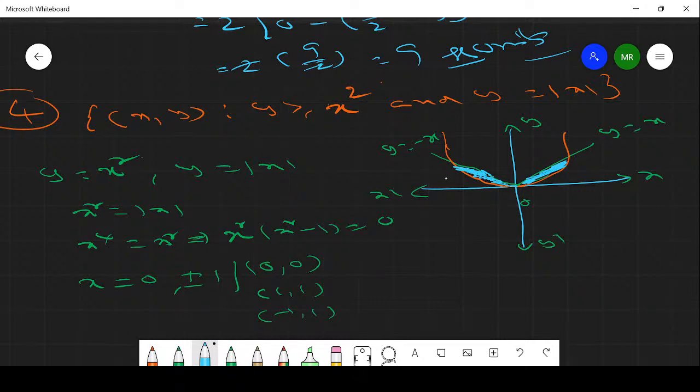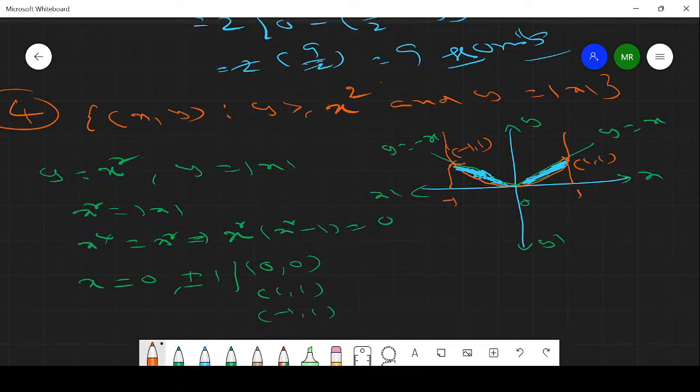So the required area is again symmetric with respect to both the axes. And also we know the point of intersection. This point is 1 comma 1, and this point we got minus 1 comma 1. We solved the points of intersection. This is 0, 0. That means this line, this is 1, and if you draw this line, minus 1. So between minus 1 to 1, you should find the required area.